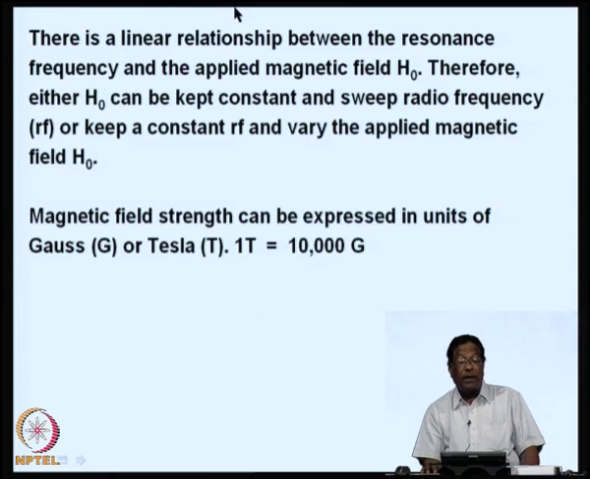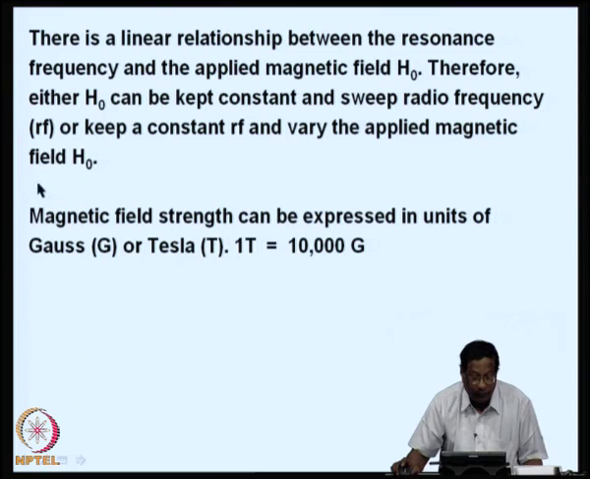So, there is a linear relationship between the resonance frequency and the applied magnetic field H0. Therefore, we can either keep H0 constant and sweep the radio frequency, or keep the radio frequency constant and vary the applied magnetic field H0. This gives us two ways of running NMR spectrometry. Magnetic field strength is usually expressed in terms of Gauss or Tesla, and 1 Tesla corresponds to about 10,000 Gauss.